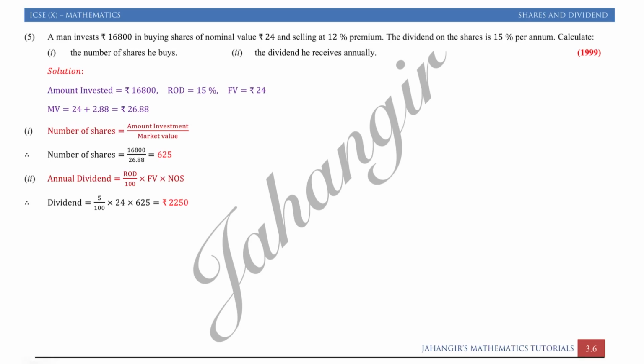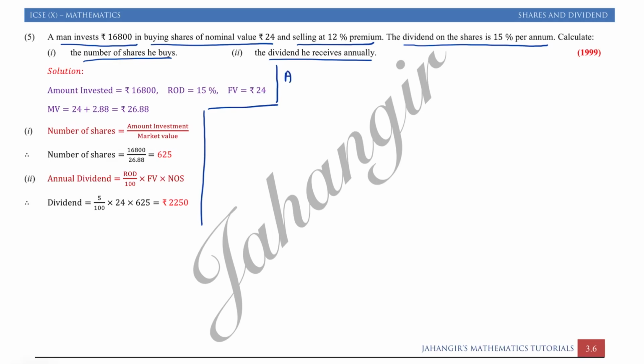Question number 5. A man invests rupees 16,800 in buying shares of nominal value 24 rupees and selling at 12% premium. The dividend on this share is 15% per annum. Calculate the number of shares he bought and the dividend he receives annually. Very straightforward question. So first we will write: amount invested is equal to rupees 16,800, whose face value is rupees 24, and selling at, that means market value, is 12% premium.